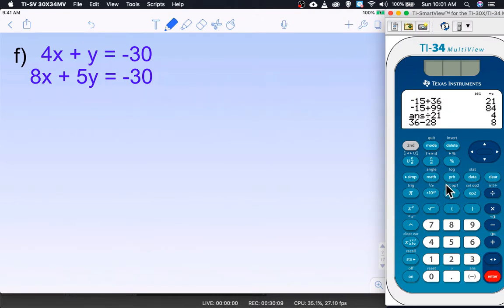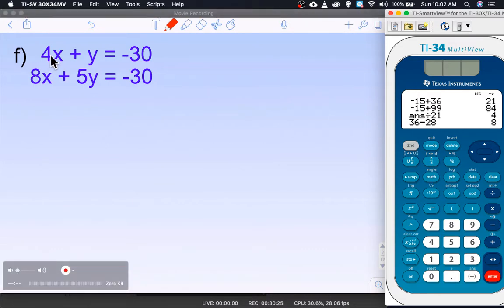Okay, everybody else, do it now. All right, so I'm going to make my y's eliminate. I just picked one. It doesn't really matter. It's the same amount of work.